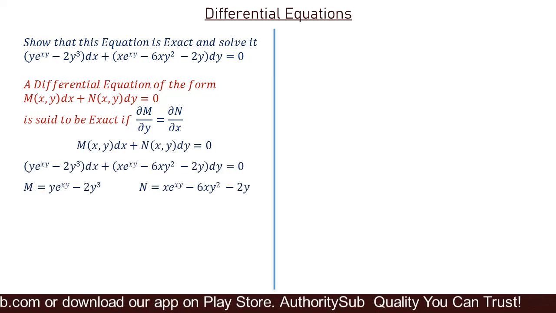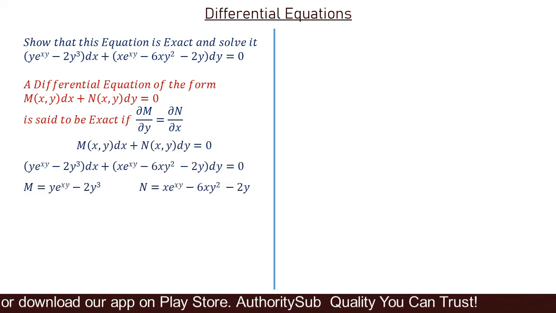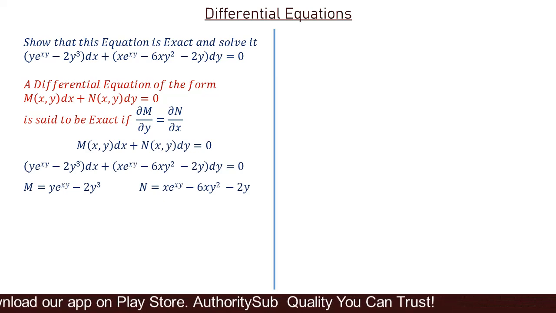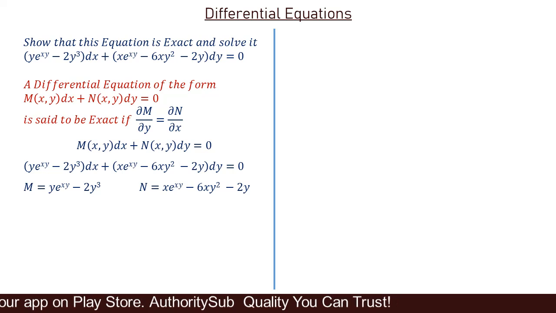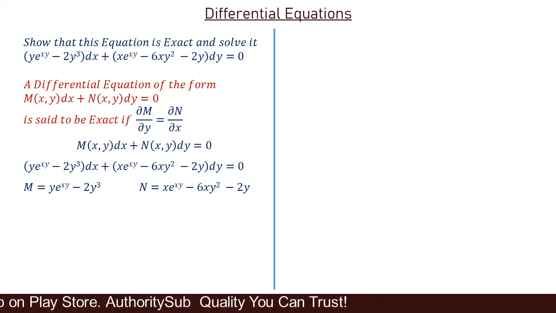The part of this equation that is having dx, let's call it M. The part of this equation that is having dy, let's call it N. Good. Here we have M equal to y e^(xy) - 2y^3. Then N is equal to x e^(xy) - 6xy^2 - 2y.